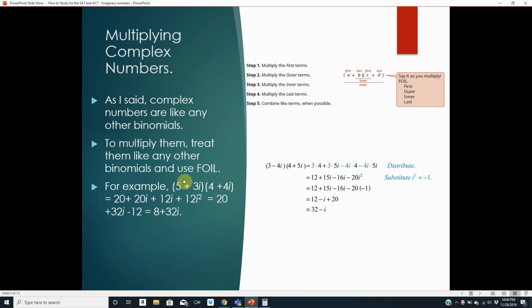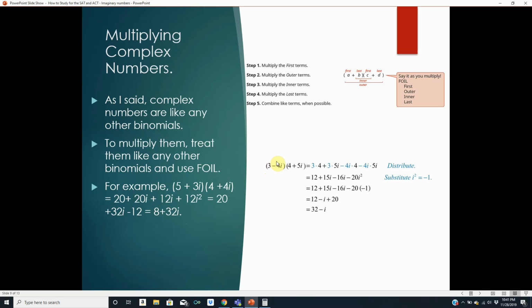So, for example, if we have 5 plus 3i times 4 plus 4i, the first terms are 5 times 4, so we get 20. The outer terms are 5 times 4i, which is 20i. The inner terms are 3i times 4, which is 12i, and the last terms are 3i times 4i, which is 12i squared. Of course, 12i squared is the same as minus 12 because i squared is equal to negative 1. So 20 minus 12 is equal to 8. And then 20i plus 12i is 32i, so we just end up with 8 plus 32i.